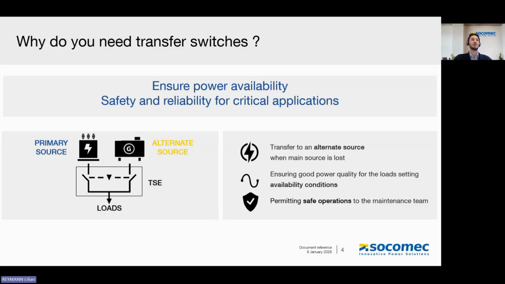A transfer switch is meant to transfer to an alternate source when the main source is lost. The primary source could be the grid, also called the main, and the secondary source could be a generator, and there are different configurations for that. We will see that later. You can see in the middle the device, the transfer switch, that connects directly to the loads. A transfer switch is made to ensure good power quality for the load, setting availability conditions that you can set up in some configurations, and it also permits safe operation for the maintenance team.